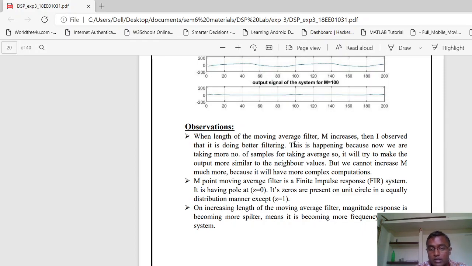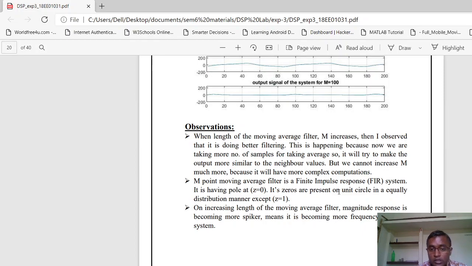If we increase m, we are taking a larger number of back samples, so that will make the value more similar to its neighbors. So it will basically smooth the curve. But we can't increase m very much in the practical sense, because that will make our computation very complex, which again becomes inefficient.